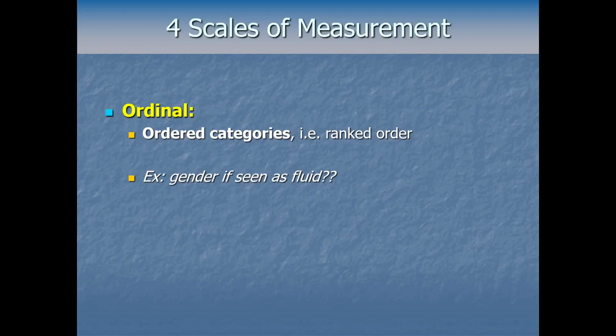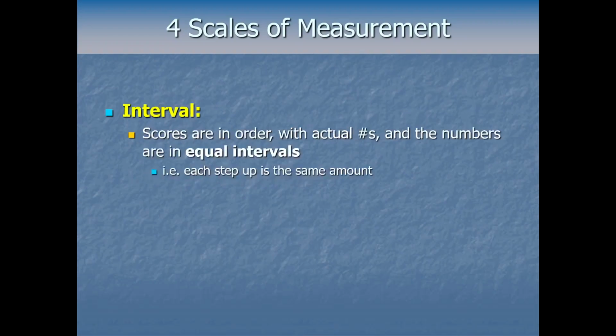So let's go beyond ordinal, maybe to the next scale of measurement, what we call the interval scale. In this case, we're going to record scores, and we're going to do it on a scale where the possible scores are not just in order, but with actual numbers to them. And the numbers in the scale here are then going to be in equal intervals. It's going to be an actual number line. In other words, each step up is the same amount.